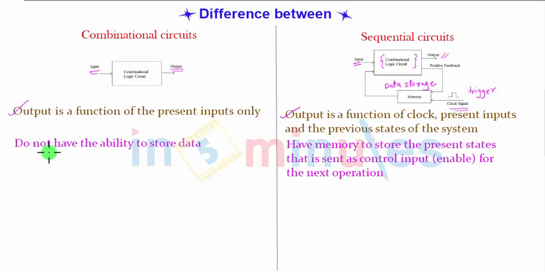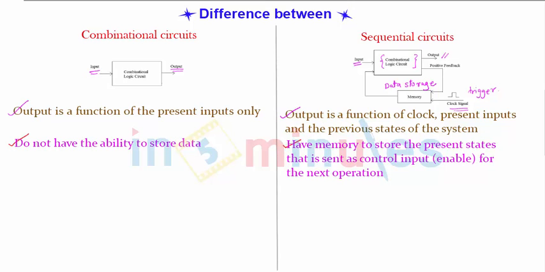Third point, combinational circuits do not have the ability to store the data. Since we have seen that present inputs will give you present output no matter what the past input was and the future input will be. We are having the same output for the present input conditions only.